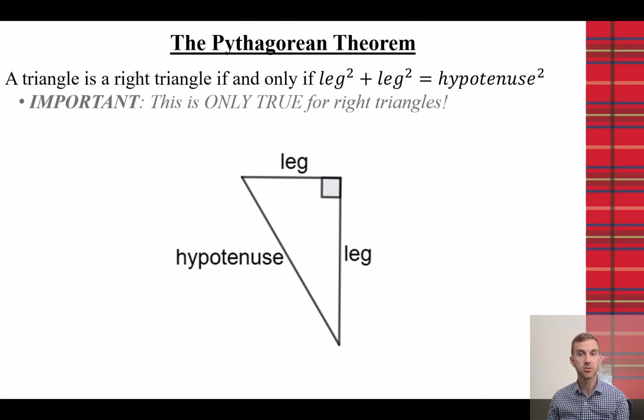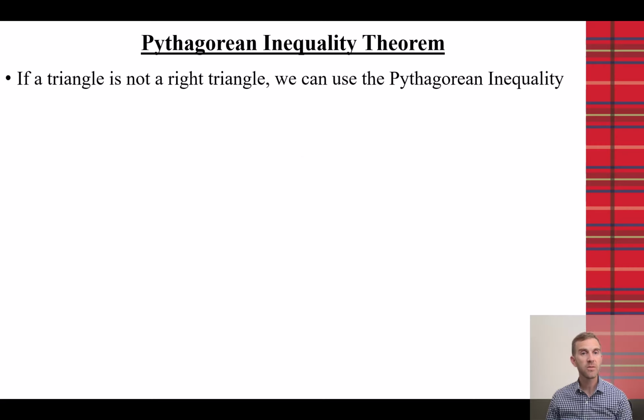And the converse is true. If we know that the leg squared plus leg squared equals the hypotenuse squared, then we know the triangle must be right. Now you may ask yourself, well, what's the hypotenuse? The hypotenuse is always across from the right angle, so it's always the longest side. That's important.